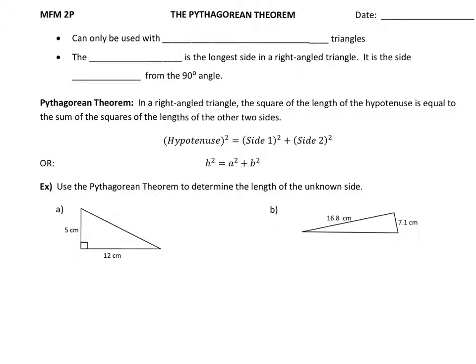We're going to review the Pythagorean Theorem. Now you would have started with the Pythagorean Theorem in grade 7 or grade 8, and you would have definitely reviewed it in grade 9 as well. And so there's a couple things we need to make sure that we know. The Pythagorean Theorem can only ever be used with right-angled triangles. So in that first blank we can put the phrase right-angled.